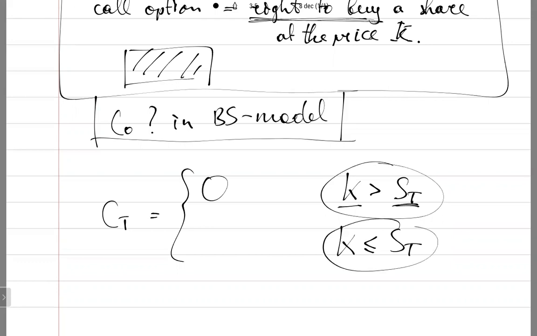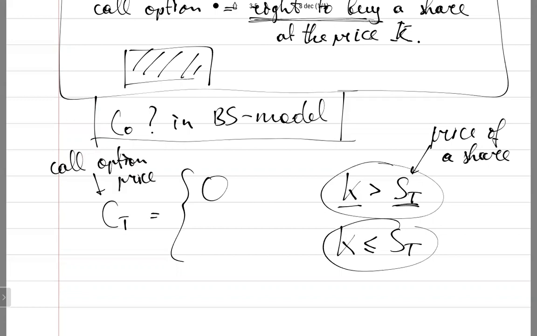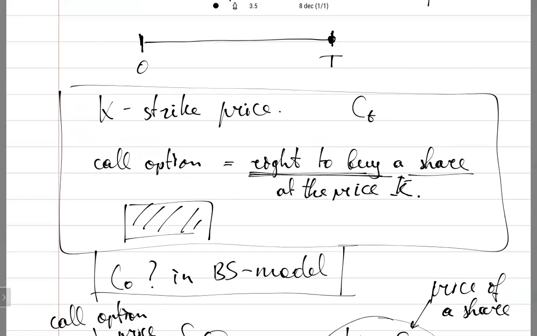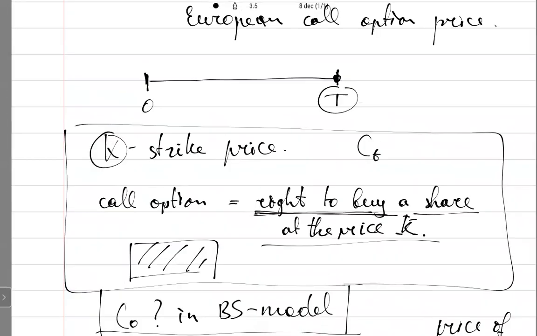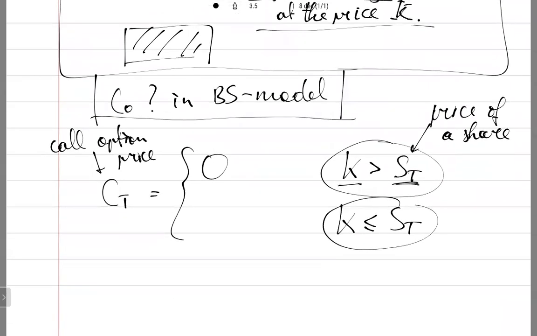I'm sorry, can you remind me? C_T. S_T is the price of a share. C_T is the price of our call option. Thank you. So what is a call option? A call option is a right to buy a share at the price specified in the contract. So the moment big T and strike price K are constants specified in the contract. The contract says you have a right to buy from the seller of the option one share at time big T at price big K. That's all. That's a call option. And my question is: find the price of the call option in the Black and Scholes model.